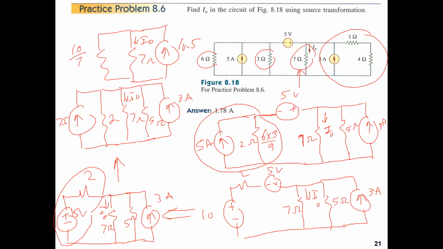Okay. And then we do the current division to find I0. So I0 will be 10.5 multiplied by 10 over 7 divided by 10 over 7 plus 7. Okay, so I hope the answer will be 1.78. So you can check this answer by using your calculator.